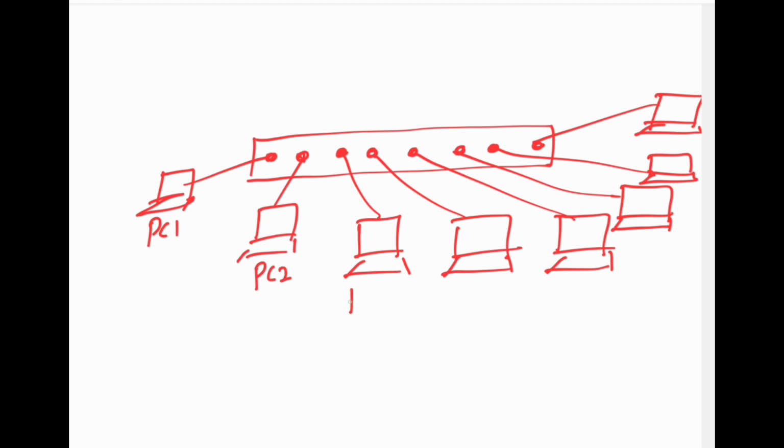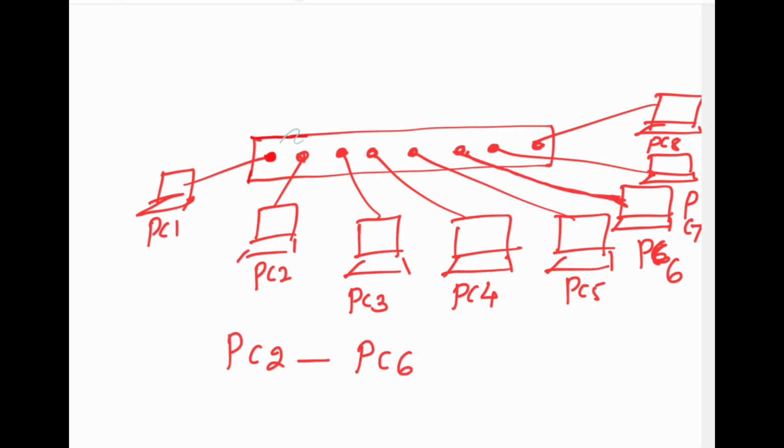Let me name them PC1, PC2, PC3, PC4, PC5, PC6, PC7 and PC8. Now, the reason we are connecting these PCs or devices is that they should communicate with each other. Let us name the ports here: 1, 2, 3, 4, 5, 6, 7, 8. 8 ports are there. Now suppose PC2 wants to send a message to PC6, the hub has to send that data to PC6.